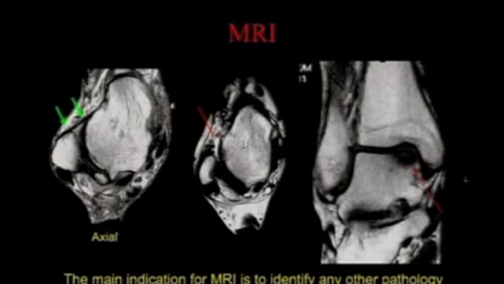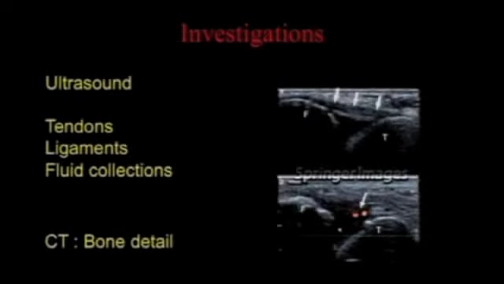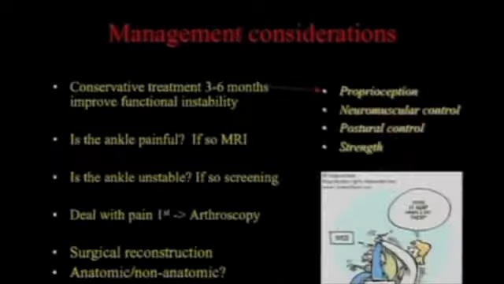MRI is to find other things. You might find the osteochondral lesion. You might find that you've got the ATFL gone there. MR arthrogram is useful for high ankle sprains. So, if you are suspecting a syndesmotic injury, think about MR arthrogram. An ultrasound is useful. It's an easy tool to do for tendons, ligaments, and just looking at the pathology around.